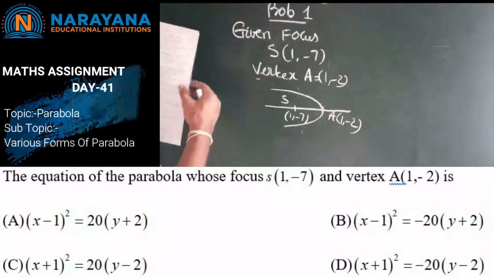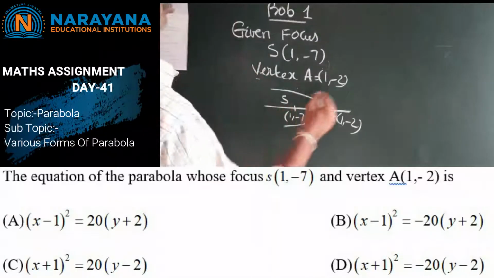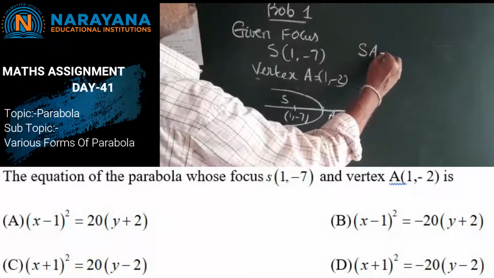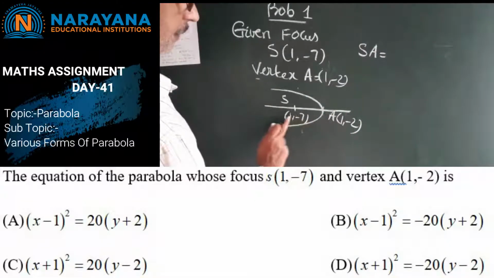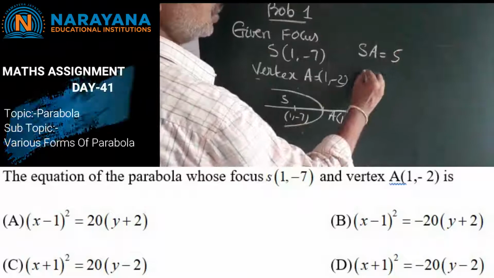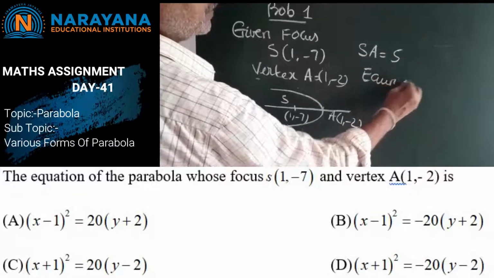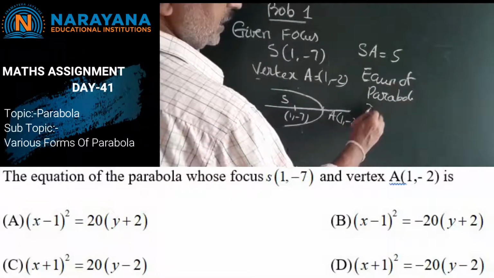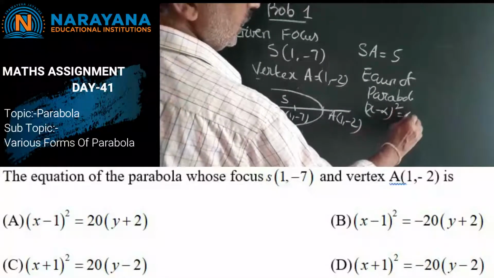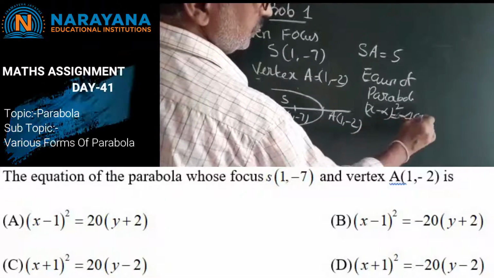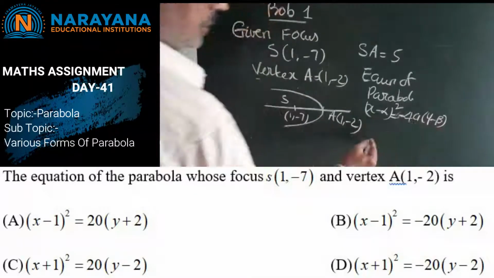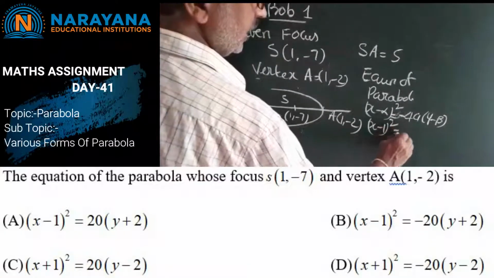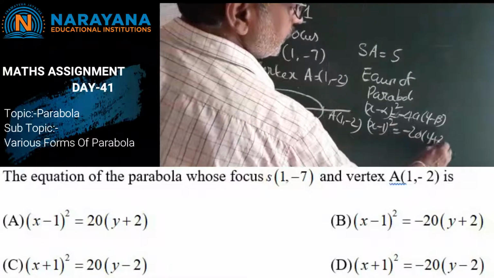So you can say the equation is in the form (x - alpha)^2 = -4a(y - beta). The distance between these two is given by 5 units. So we want to write the equation of parabola. Equation of parabola is given by (x - alpha)^2 = -4a(y - beta). Because alpha and beta are 1 and -2, we can get (x - 1)^2 = -20(y + 2).